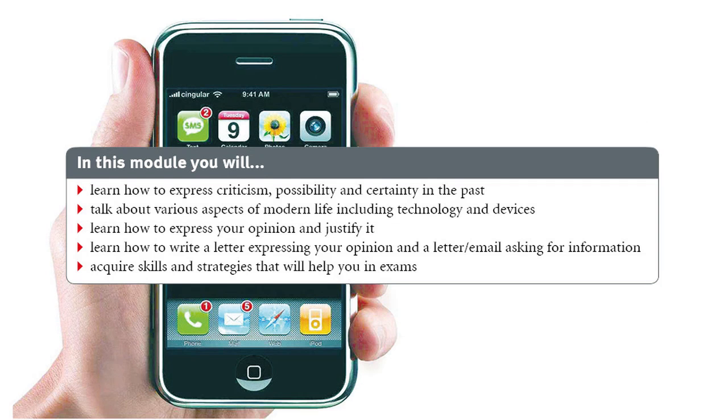In this module you will learn how to express criticism, possibility and certainty in the past. أن تبين الإمكانية والنقد والأكيد في الماضي. Talk about various aspects of modern life including technology and devices. أنحاء الحياة مثل التكنولوجيا. Learn how to express your opinion and justify it. وتعبر عن رأيك وتبرره. Learn how to write a letter expressing your opinion and an email asking for information. وتكتب رسالة تطلب فيها معلومات أو تبين فيها رأيك.